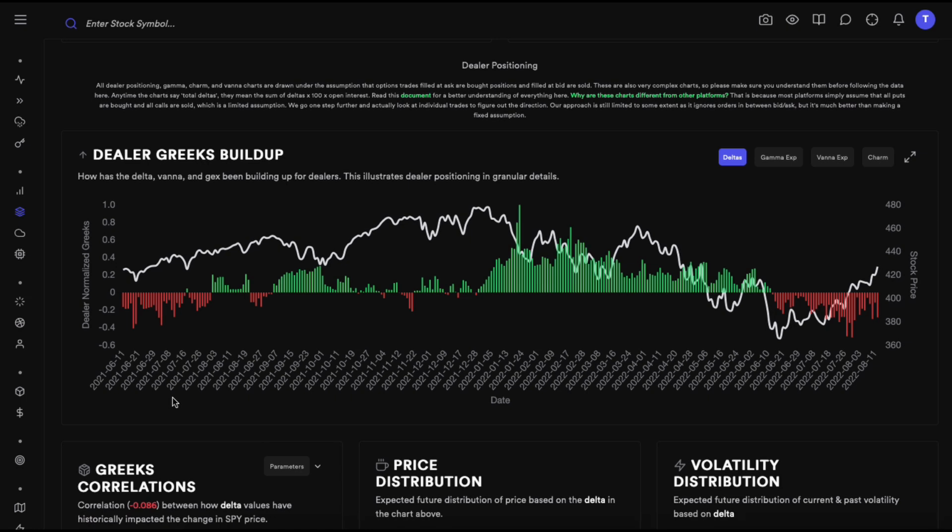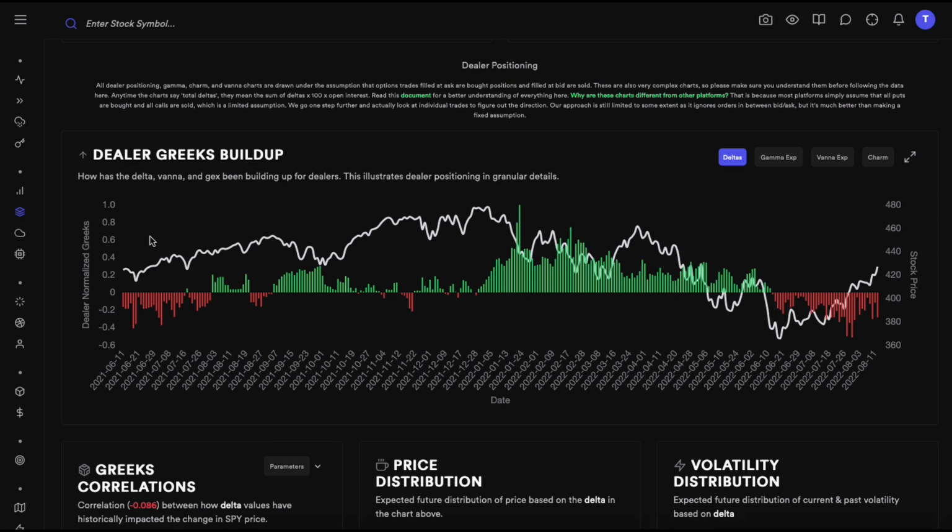Now the problem with just looking at deltas is that it's not enough, because we need to be able to predict the change in deltas, which would enable us to predict how dealers are going to react. And that's where gamma exposure, Vanna exposure, and charm comes in. So all of these are second order Greeks in order to find out how much the delta is going to change when gamma, which would be gamma exposure, volatility, which would be Vanna exposure, and charm, which would be time, changes. So now we are not looking at the contract price, we are actually looking at how deltas are going to change.